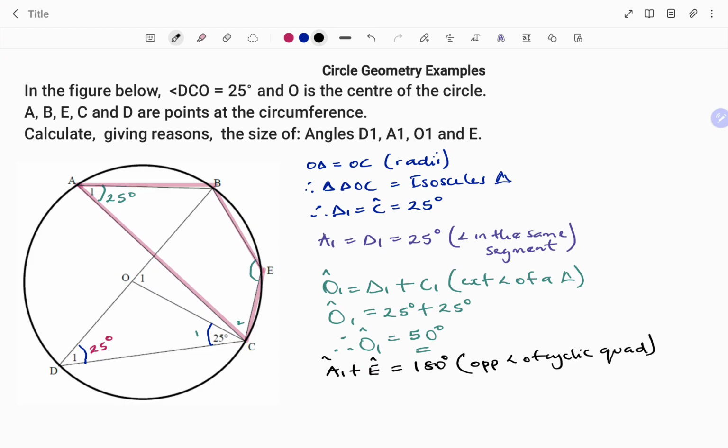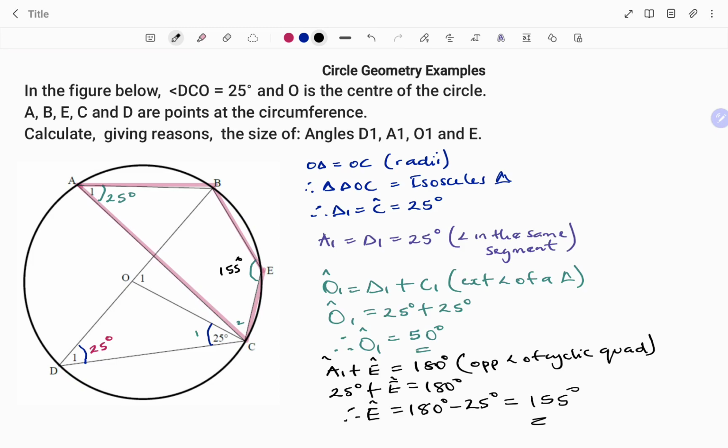My A1 is 25 plus my E, which is the unknown, equals 180 degrees. Therefore, my E equals, using the balance method, I'm going to subtract 25 degrees from both sides, which will give us 155 degrees. Therefore, my angle E is 155 degrees.